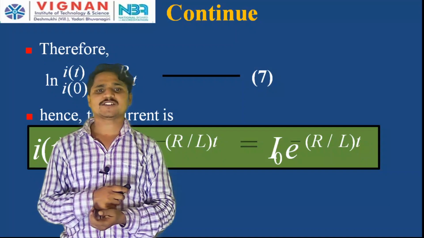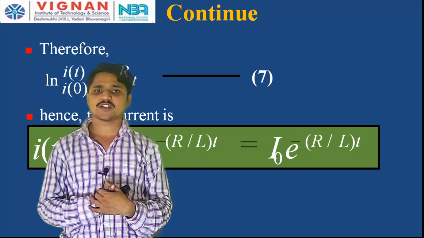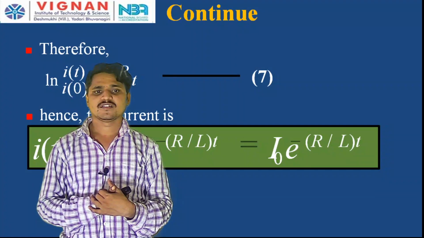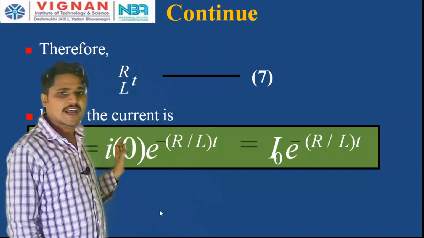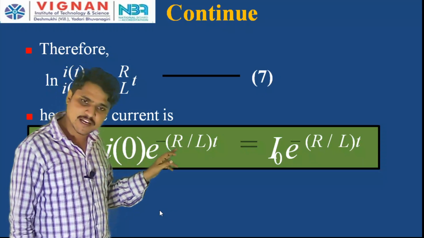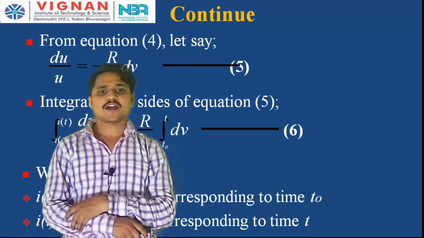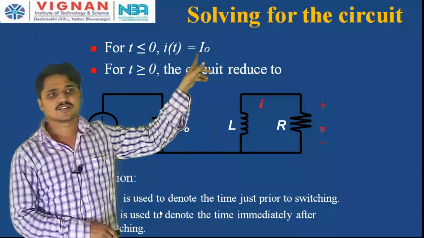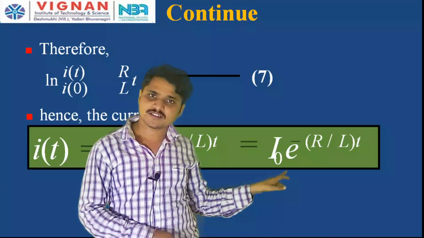Therefore, integral of 1 by x into dx is log x. Therefore, ln of I of t by I naught is equal to minus R by L into t, because the integral of 1 dt is t. Therefore, you will get I of t is equal to I naught into e to the power of minus R by L into t. What is I of 0? As the initial condition, I of 0 is equal to I naught. So, substitute in this equation. Therefore, you will get I naught into e to the power of minus R by L into t.